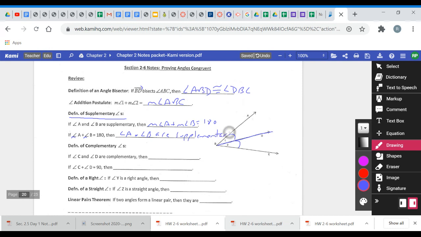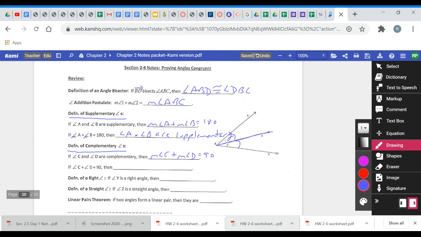And if you remember from section 2.2, I basically have a conditional, and then I just said the converse, basically the opposite statement of that. And we're saying both of those are true for referring to definition of supplementary angles. So same type thing with definition of complementary angles. It also works both ways. If angle C and angle D are complementary, then I know for sure that measure of angle C plus measure of angle D must equal 90.